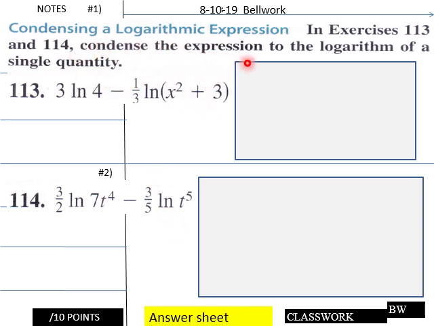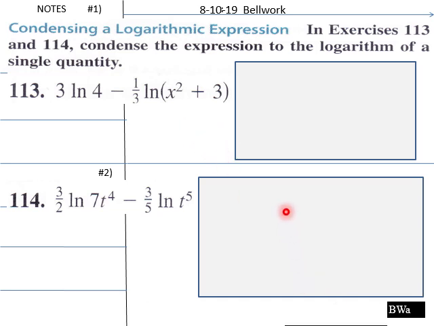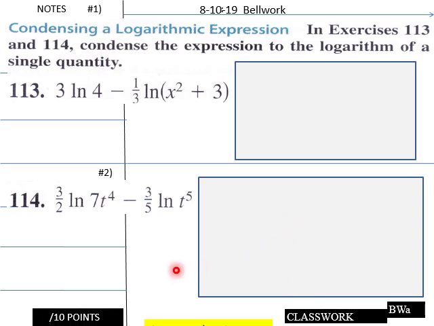Condense the expression to the logarithm of a single quantity. So make these single logarithm quantities here, students. Teachers, give your students about 5 to 6 minutes. Pause the video for 5 to 6 minutes. Okay, welcome back for your solutions for today's bell work.